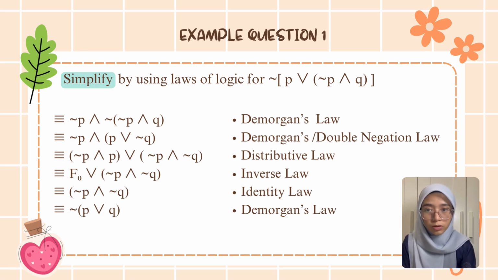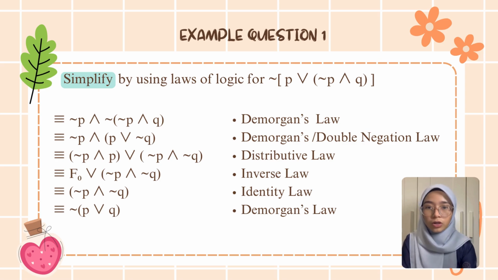So we can apply De Morgan's law again, and we can use the double negation law since we see there are two negation symbols. So it becomes negation P and negation P and P or negation Q. Now we can see there are two different symbols, so we can apply the distributive law. We cannot use the absorption law because P is not the same as negation P. So we apply the distributive law. It becomes negation P and P or negation P and negation Q.